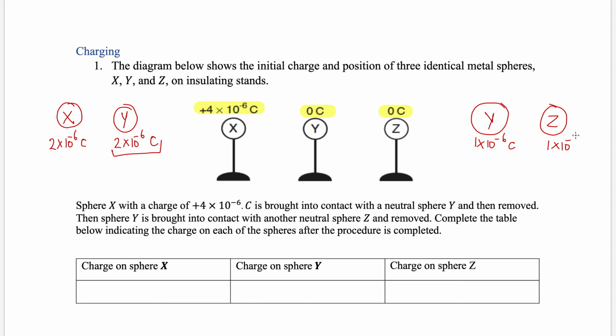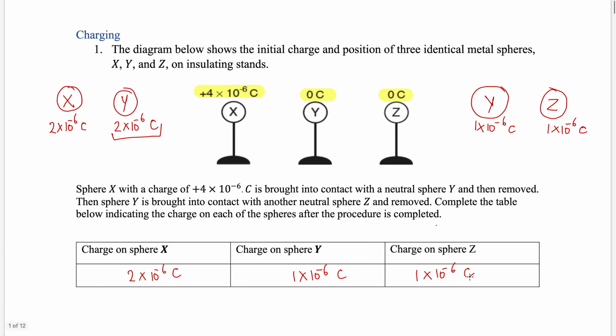Then it says complete the table below indicating the charge on each of the spheres after the procedure is completed. So we can just fill in the numbers here. X will have 2 times 10 to the power negative 6 coulomb. Y will have 1 times 10 to the power of negative 6 coulomb, and Z will also have 1 times 10 to the power of negative 6 coulomb. That's how we can solve this problem on charging objects.